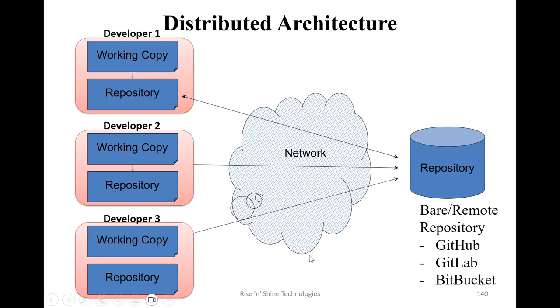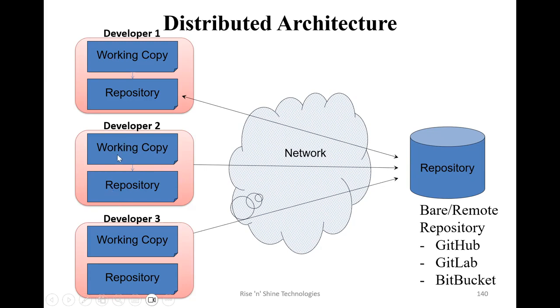But here in the distributed version control system, we'll have the local repository and the remote repository. Local and remote will always be synchronized. But how do we synchronize it? By using the push and pull operations. Push is from the local repository to the remote repository. Pull is from the remote repository to the local repository.